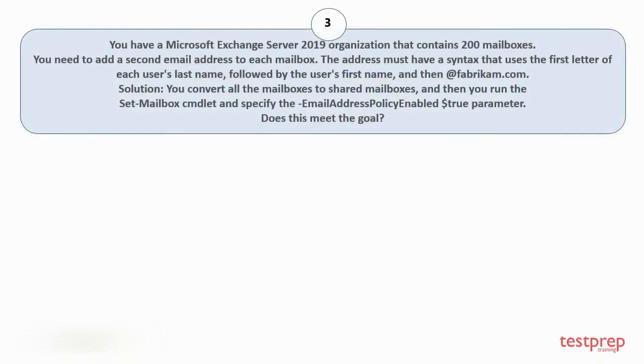Question number 3. You have a Microsoft Exchange Server 2019 organization that contains 200 mailboxes. You need to add a second email address to each mailbox. The address must have a syntax that uses the first letter of each user's last name, followed by the user's first name, and then @fabricam.com. Solution: You convert all the mailboxes to shared mailboxes, and then you run the Set-Mailbox cmdlet, and specify the EmailAddressPolicyEnabled $true parameter. Does this meet the goal?